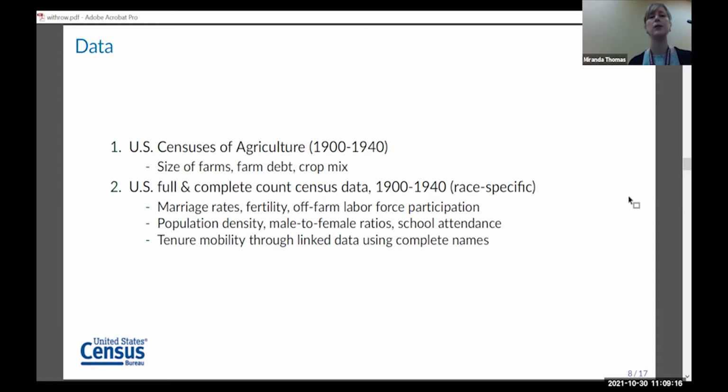So using the full count census data, I create 3 of my major outcomes of interest, which is the decadal change at the county level of women's marriage rates, fertility, and off-farm labor force participation. I also use it to create often race-specific controls like population density, male-to-female ratios, and school attendance rates. And then using the complete count census data, meaning full names are included, I create a county-level measure of tenure mobility among men, using that complete count data to link men over time.